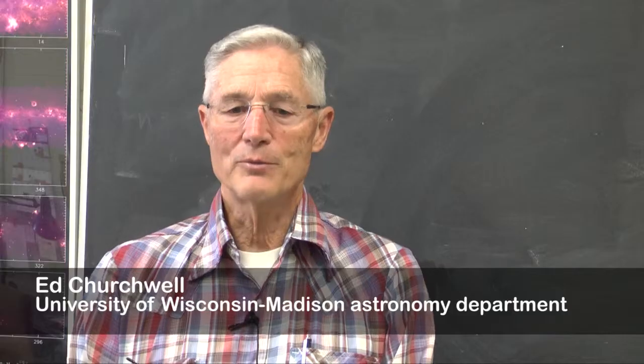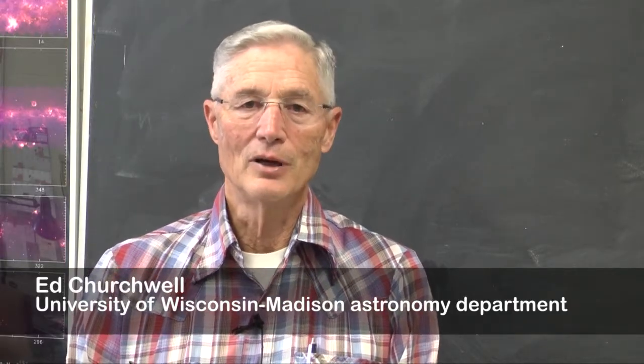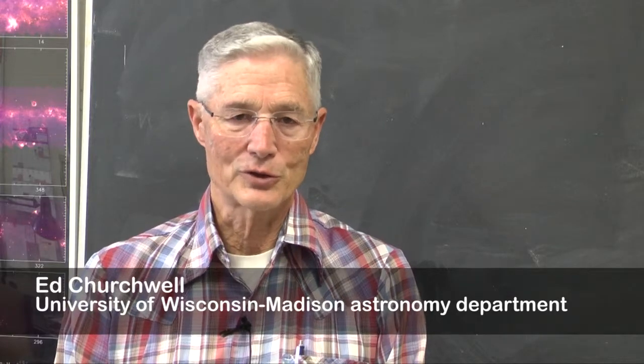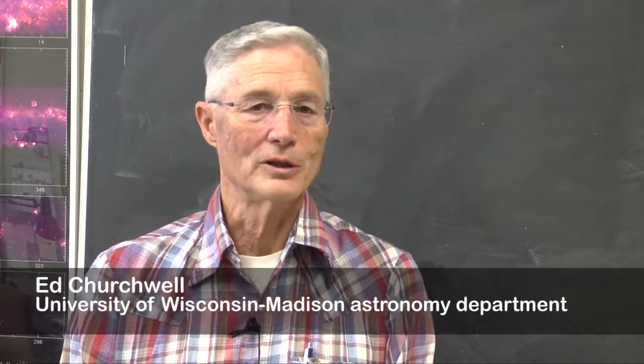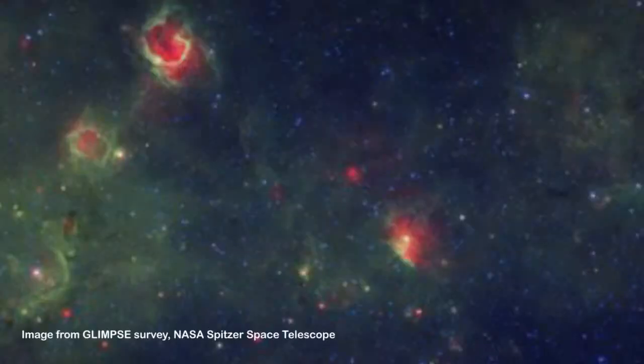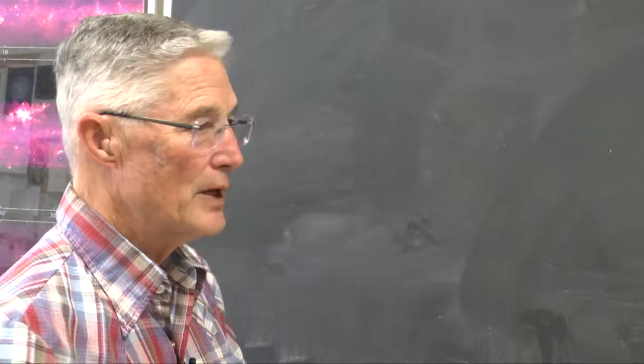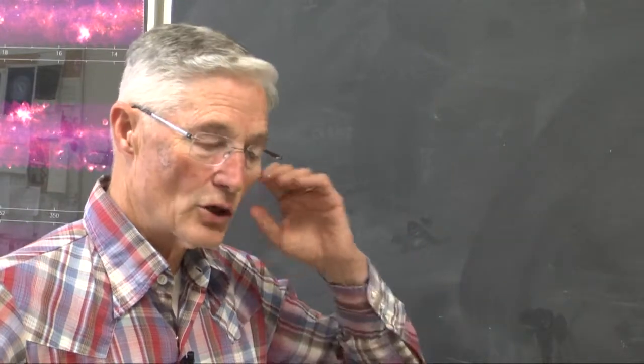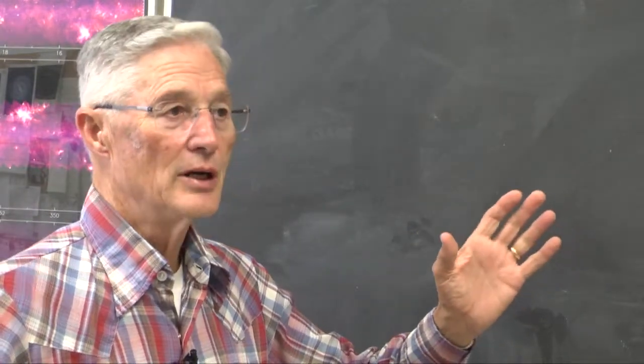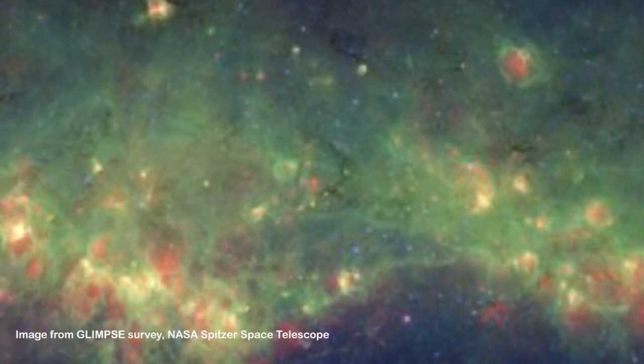How was the sun made? My name is Ed Churchwell, and I'm on the faculty here at the University of Wisconsin in the astronomy department. Stars are formed in very large, what we call dark clouds. They're really molecular clouds made primarily of hydrogen and carbon monoxide. And these clouds of gas, cold, dense gas, can be hundreds of light years across.